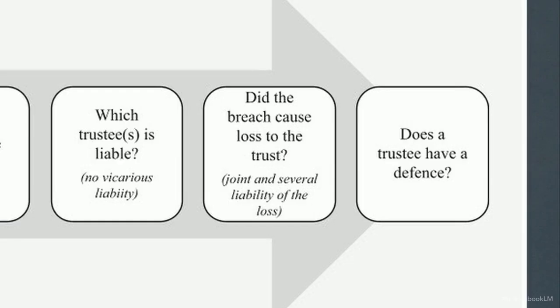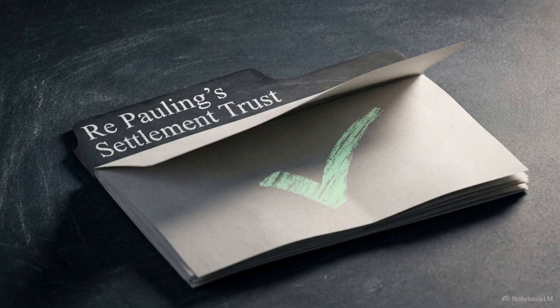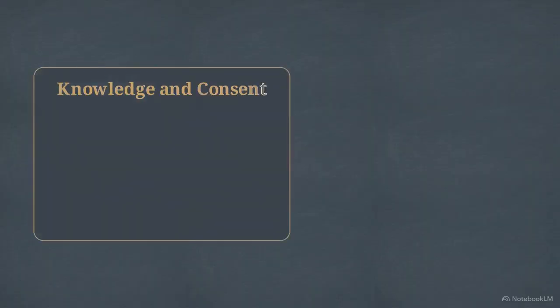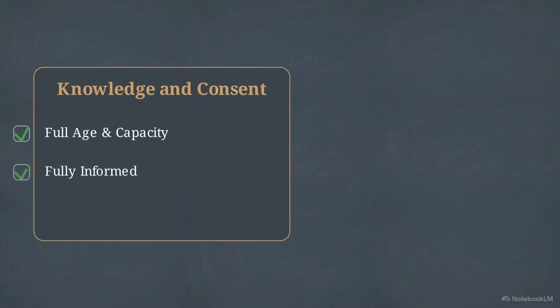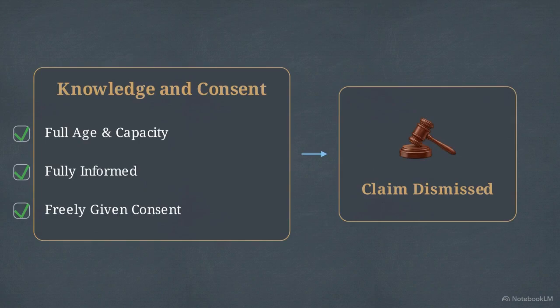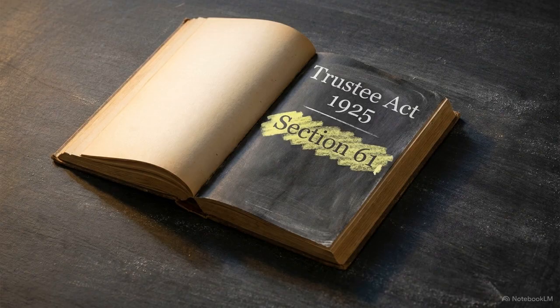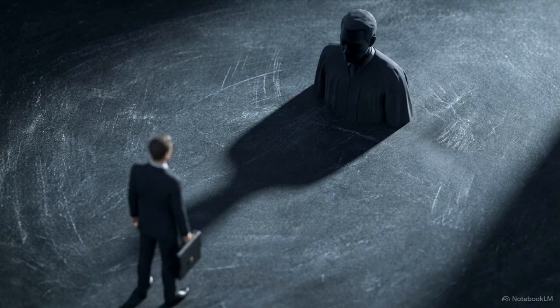Even if causation is established, we must consider the final stage of the analysis, whether the trustee has a valid defense that absolves them of liability. Under the precedent of Re Pauling's Settlement Trusts, a trustee can deploy the knowledge and consent defense. If a beneficiary is of full age, fully informed of the facts, and concurs with the breach, they cannot later sue the trustee for it. Alternatively, Section 61 of the Trustee Act 1925 allows the court to excuse a trustee who acted honestly and reasonably. Note, however, that courts are reluctant to grant this relief to professional trustees, such as solicitors.